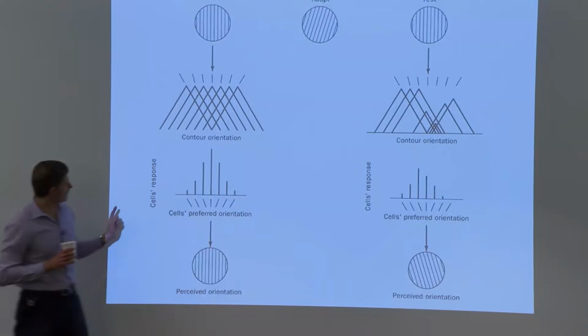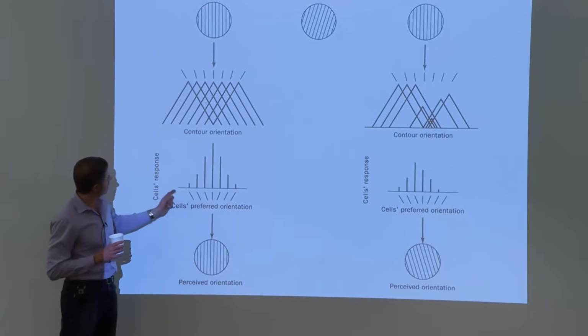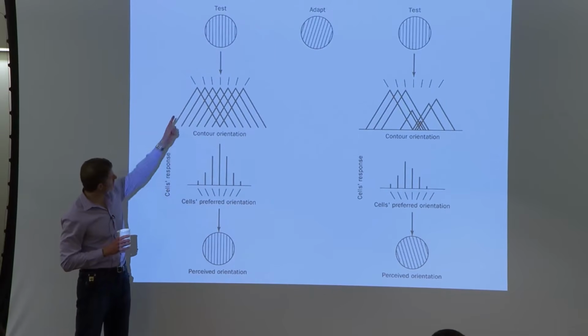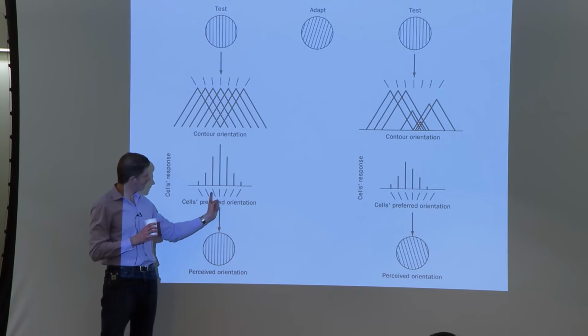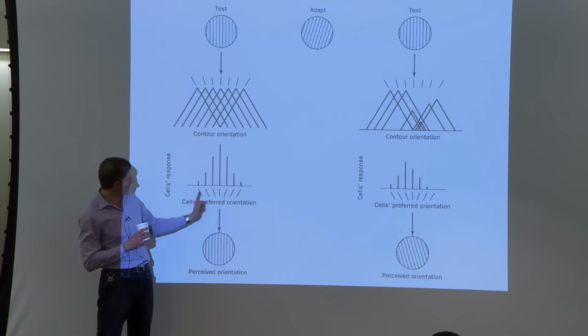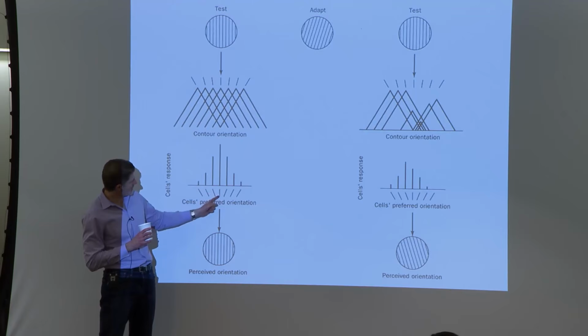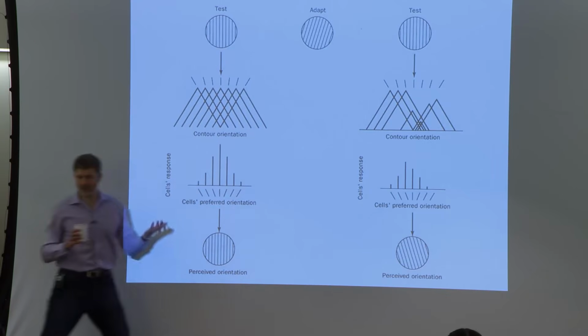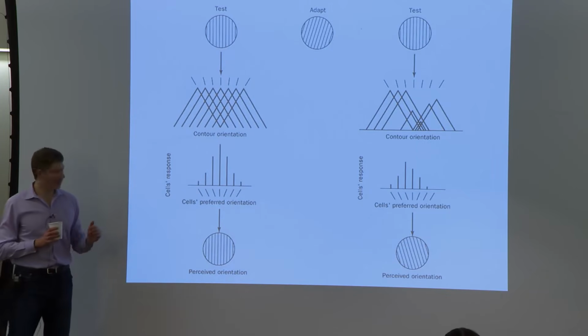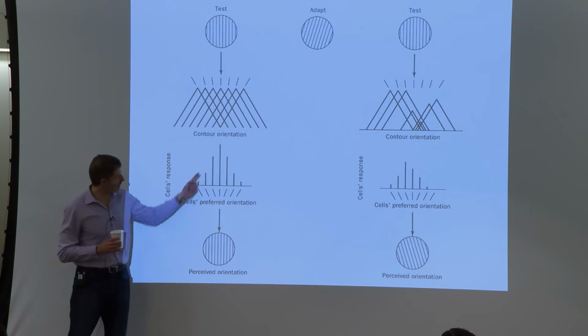Okay, so this is the population response normally to the vertical grating. What you can see here, the x-axis, the line segment denotes the preferred orientation of a cell. The cell that prefers the vertical orientation gives you the highest response, and the ones on either side give you a lower response, so you get this bell-shaped curve with a peak at vertical.